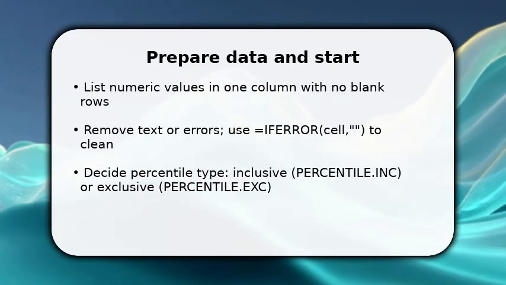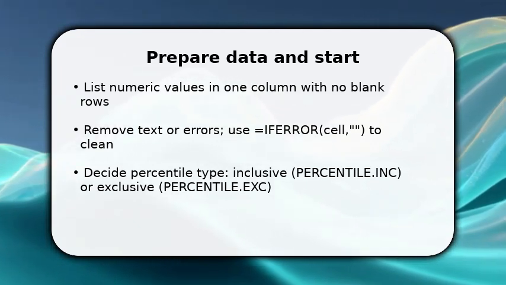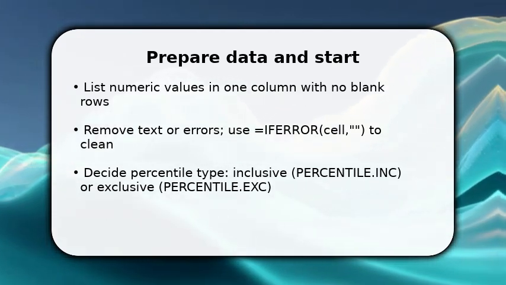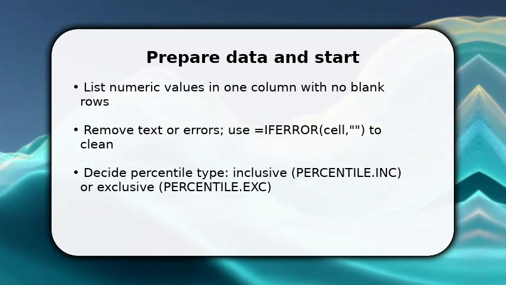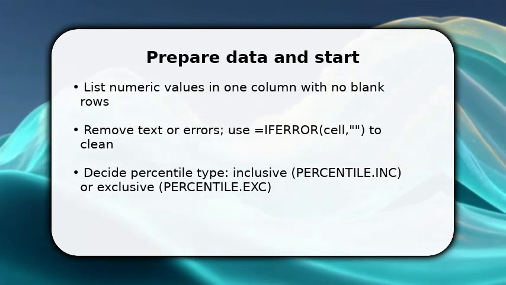You already have a clean column of numbers. Now begin. Select that range and note if ties matter and whether you want inclusive or exclusive percentiles. Once decided, place the cursor where the result should go and type an equal sign.